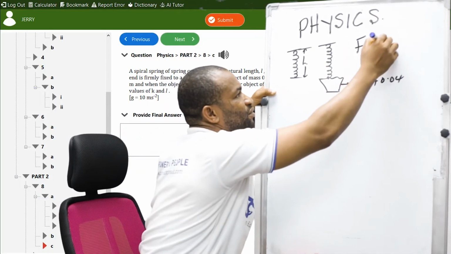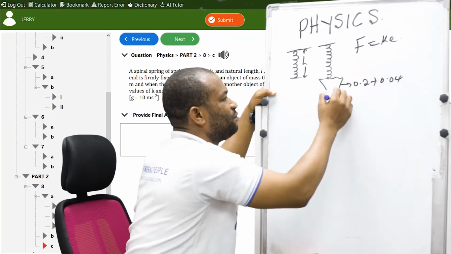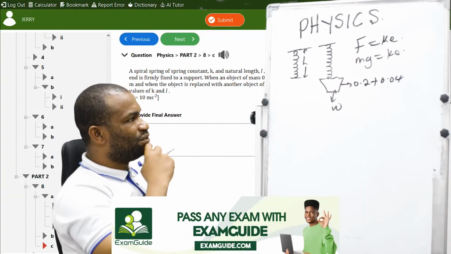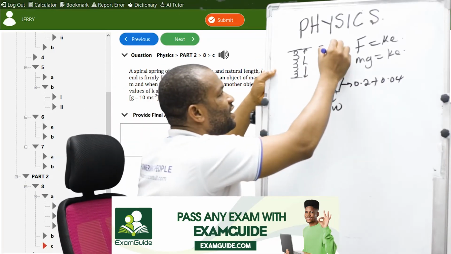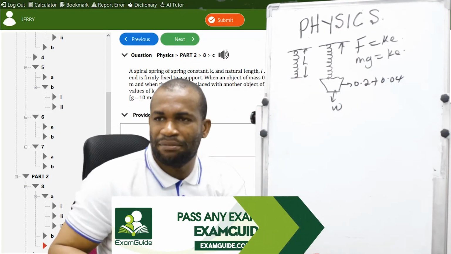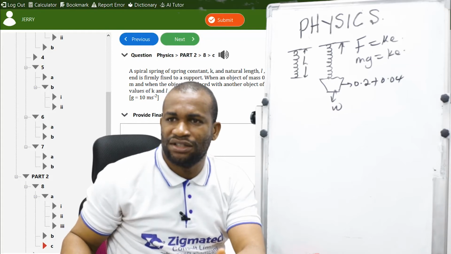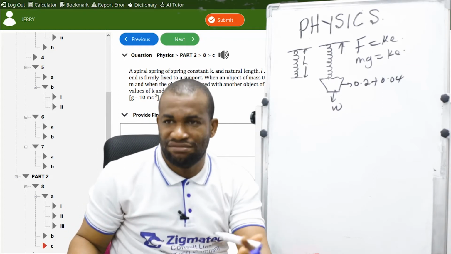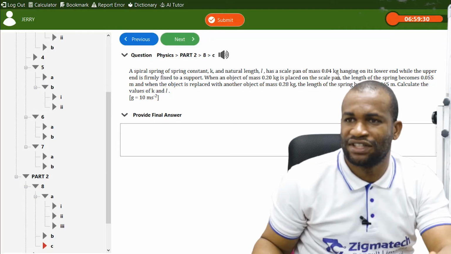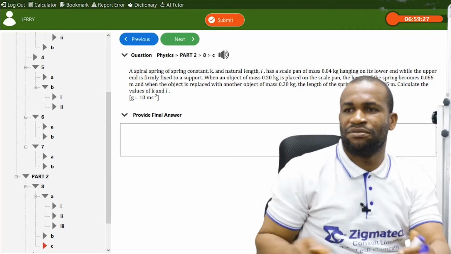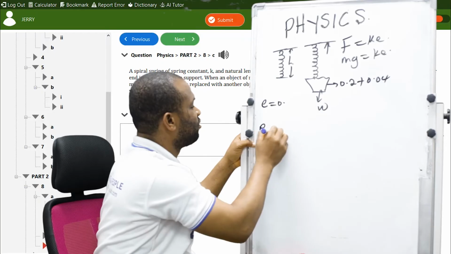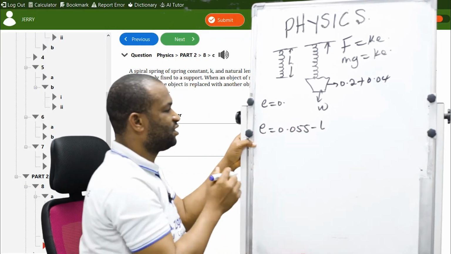Then I'm going to use this. According to Hooke's law, F is equal to Ke. And the F can be weight, so that is going to be mg is equal to Ke. Yes, I will use this one. But remember, the length here has increased. The extension has increased because it's no longer the original length. Then by how much did it increase? When an object of mass is placed on the scale pan, the length becomes 0.055. So the extension is going to be 0.055 minus the original length. This is my extension.